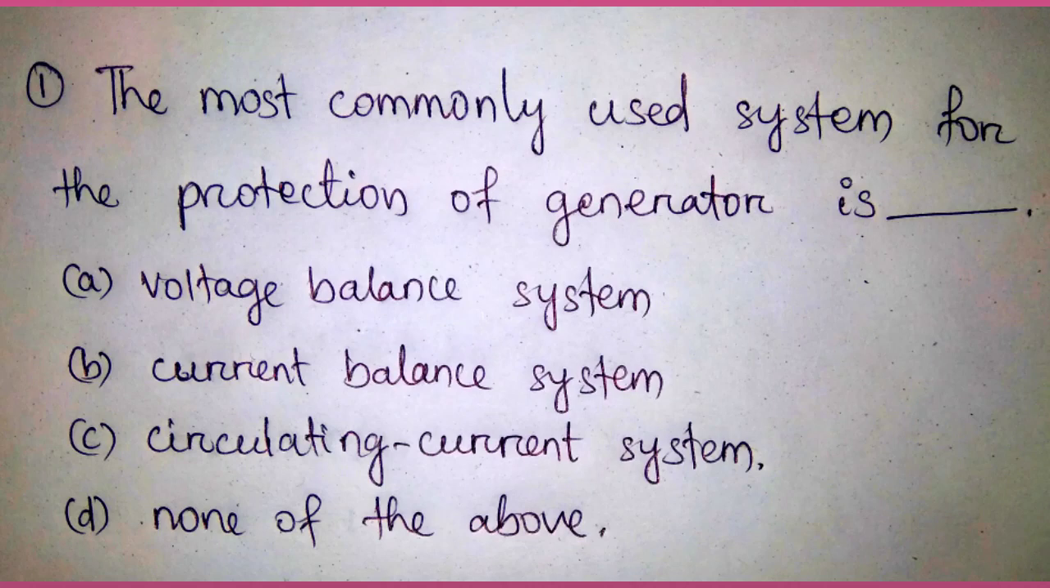The most commonly used system for the protection of a generator is circulating current system. So the correct answer is option C, circulating current system.